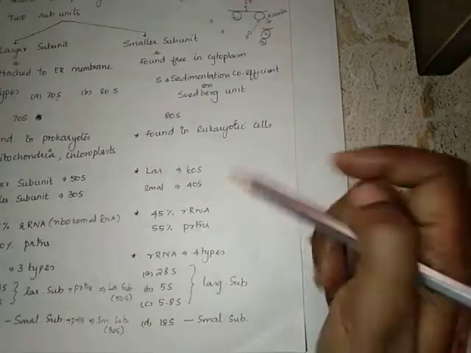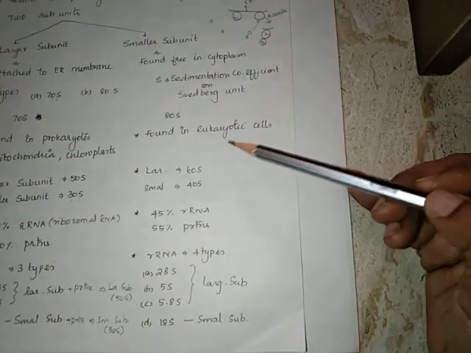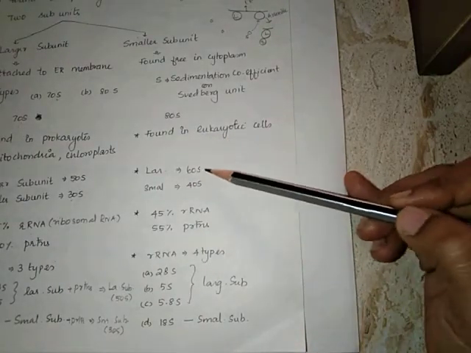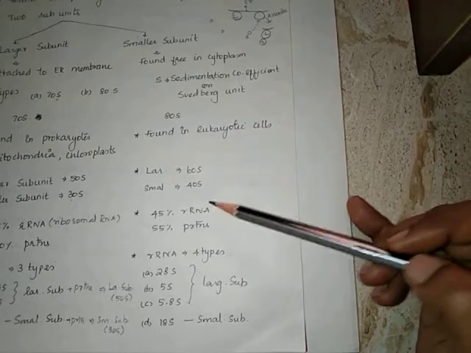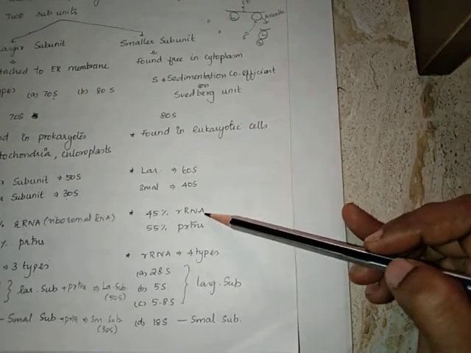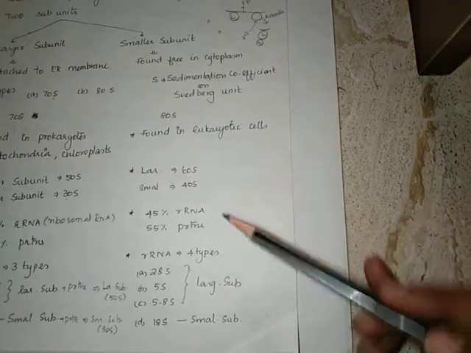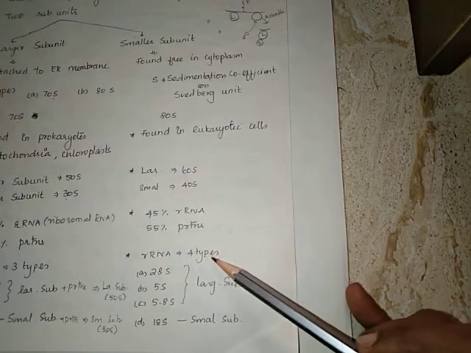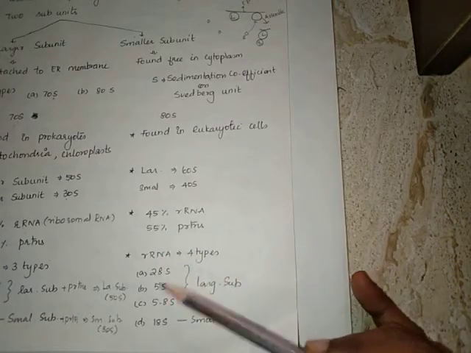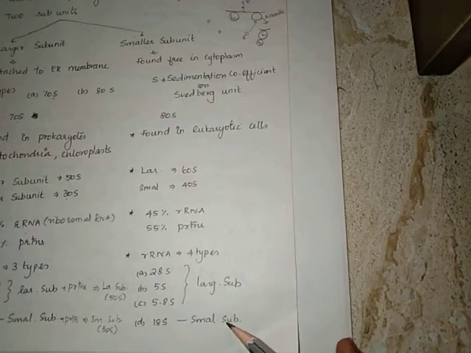Similarly, about the 80S ribosome, this is present in eukaryotic cells. Their larger subunit is 60S, smaller subunit is 40S, and they have 45% of rRNA and 55% of proteins, and the rRNA are going to be of 4 types. The larger subunit has 28S, 5S and 5.8S. The smaller subunit has one type, which is 18S.